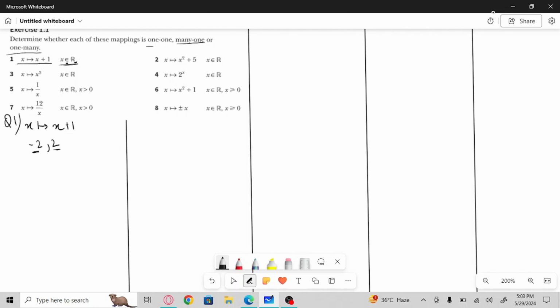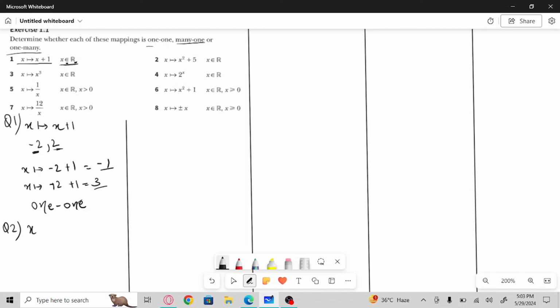So now if we input -2 here, x is mapped to -2 plus 1, which is equal to -1. And similarly, x is mapped to positive 2 plus 1, which is equal to positive 3. If we see here, for two different inputs, we are getting two different outputs. And if we find the relation, we find out this is a one-one mapping. Easy. So on to question number 2.